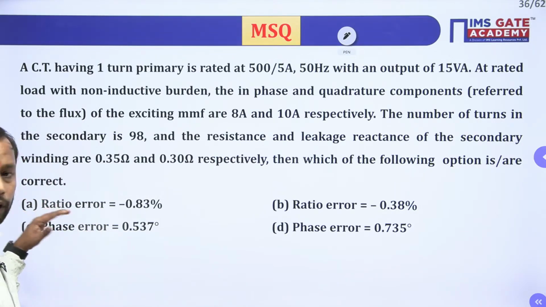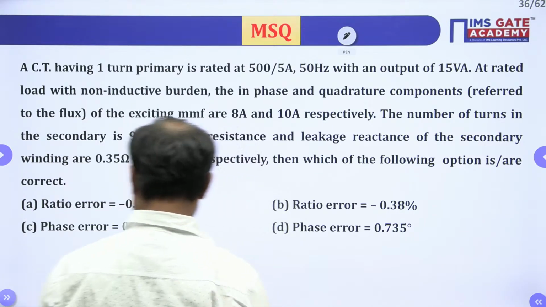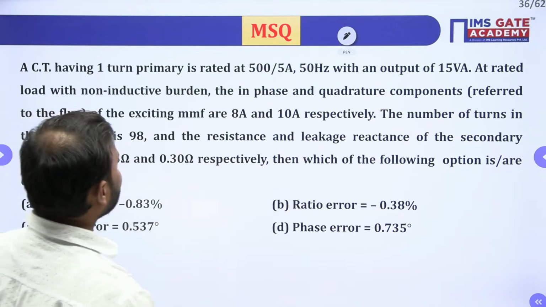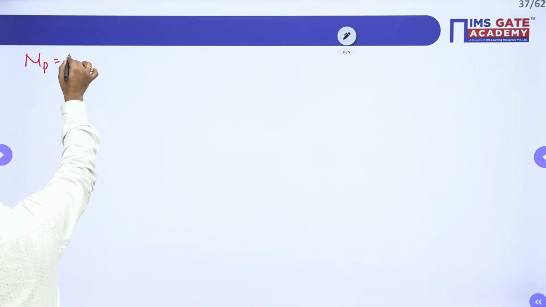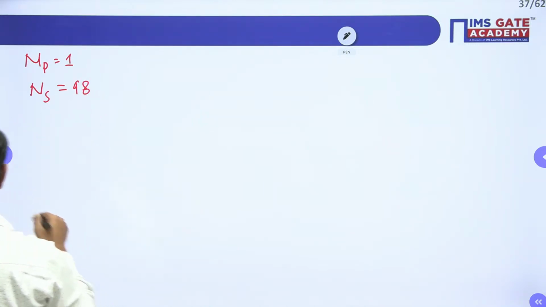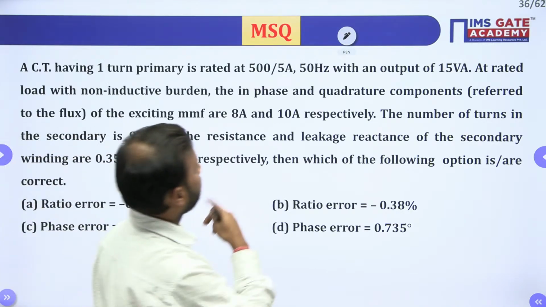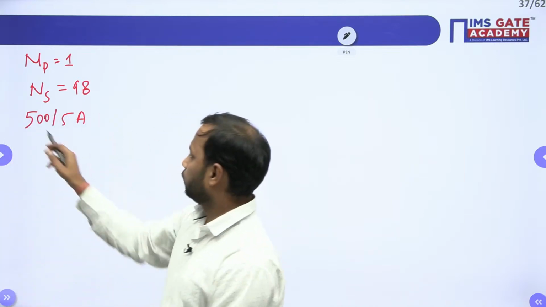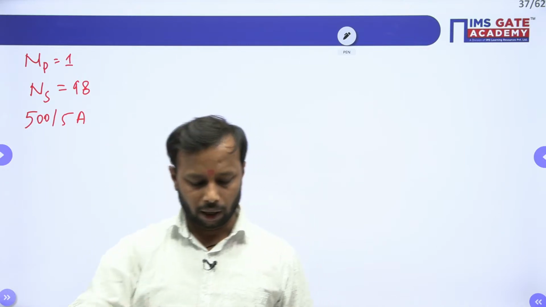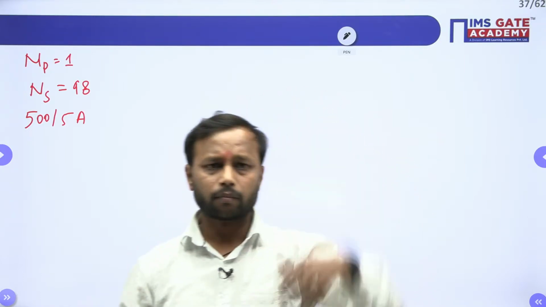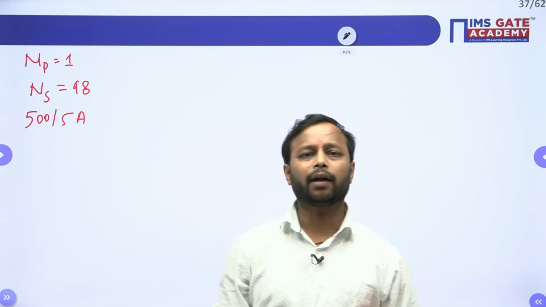So we need to find the ratio error as well as the phase error. Now let me write the data first. The primary turns NP is equal to 1 turn. This is given in the question. Secondary turns is given as 98. And the rating is 500 by 5 ampere. This is the primary rating and this is the secondary rating. So the CT is converting the high current to a lower current such that it can be measured by an ammeter. Am I clear? Any doubt in this?